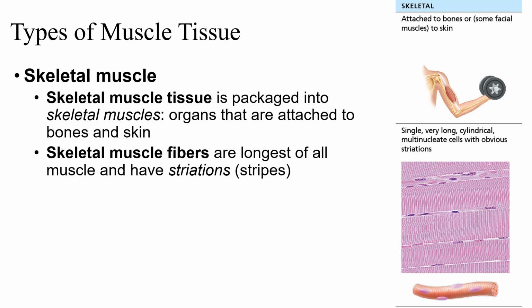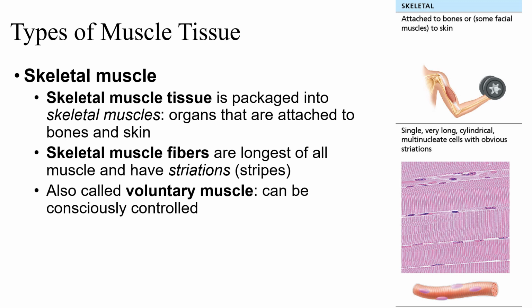The skeletal muscles are going to be the longest fibers of the body, and they're going to have these striations. The word striation is going to come up many times, and it just means stripes. So if you look at the picture over here, you're going to see that there are lots of stripes on the actual muscle fibers. These muscles are going to be under voluntary control, which means that we are consciously thinking about moving them.